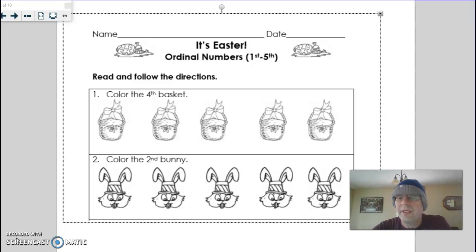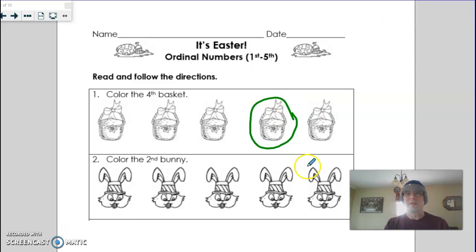All right. Let's take a look at our homework from last time. I'm just going to circle these, okay? But you're supposed to color in the ones that it asks you to color. So the first one says, color the fourth basket. So we're going to start over here, and we're going to say first, second, third, fourth. There it is. So you should have colored this guy in.